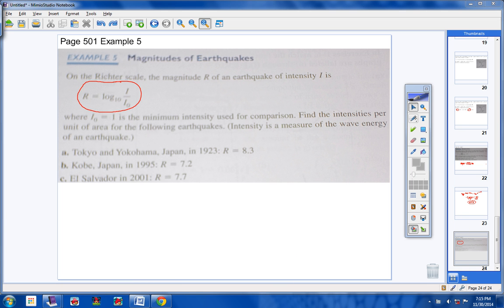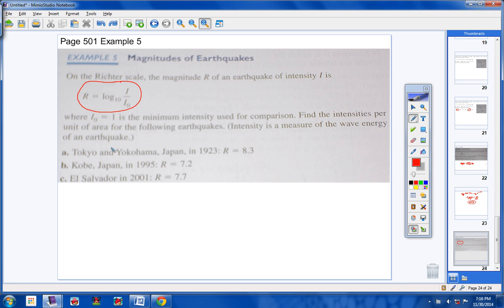And students, sorry, I had to take a break there. I'm back now. Okay, look. So the magnitude R of an earthquake of intensity I is given by this, where I subscript 0 equals 1. That's the minimum intensity used for comparison.